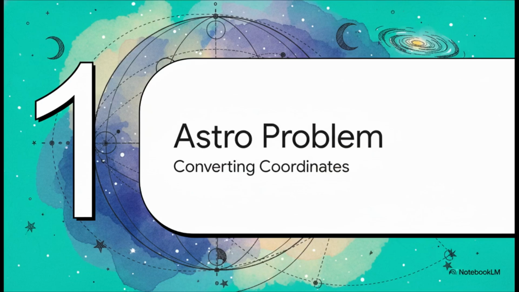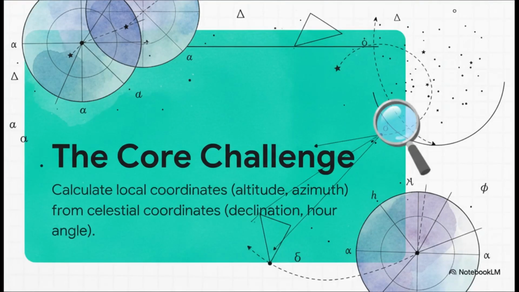All right, let's begin by defining the core challenge that spherical astronomy sets out to solve. At its heart, it's a problem of translation, specifically converting between celestial coordinate systems. Think about it this way. A star has a fixed address on the celestial grid, right? That's its declination and hour angle. But for you, standing on a specific spot on Earth, that star is constantly moving across your personal sky.